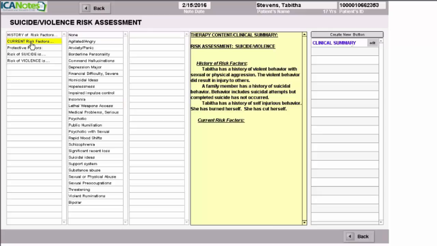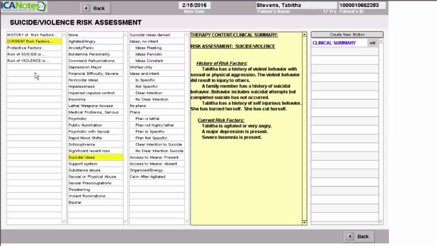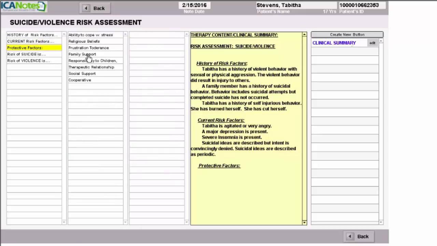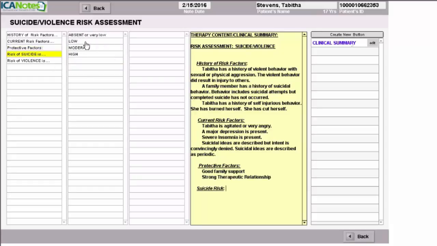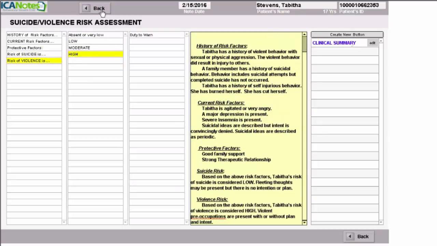What are her current risk factors? She's agitated and angry, depressed mood, perhaps insomnia, and suicidal ideas. Suicidal ideas, but without any intent right now. Ideas are periodic. Let's look at her protective factors. I'm going to say her family support and her therapeutic relationship with your team. Risk of suicide is probably low right now. The risk of violence, I'm going to put down high.